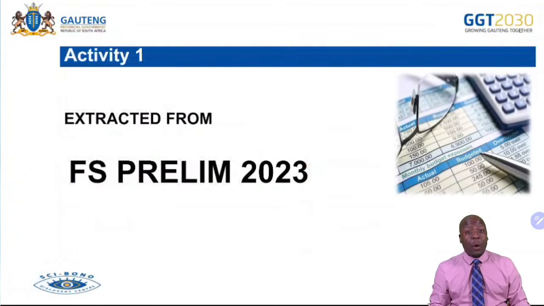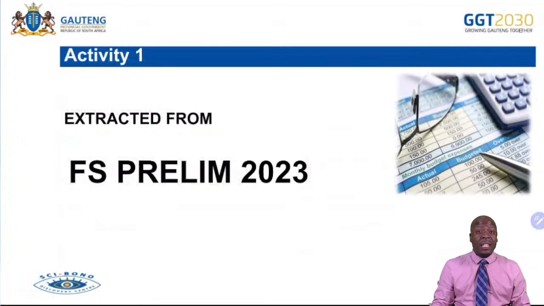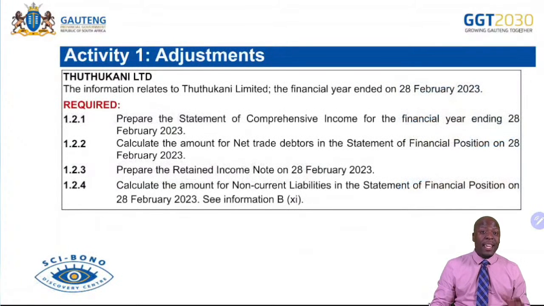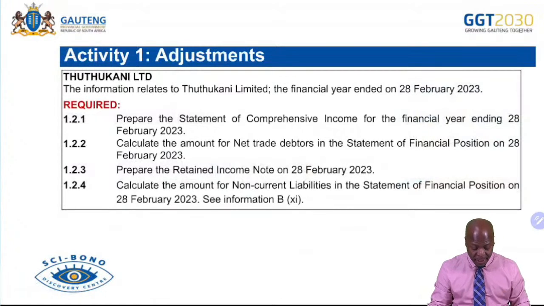To begin with, we're going to be focusing on the Free State Prelim paper for the year 2023. So I know most of you have this paper already. If you have it in front of you, it's going to assist as we do some calculations. So make sure you have the Free State paper for the year 2023. And we're going to be looking at their question 1, which was on the statement of comprehensive income. Let's read it. It reads, the information relates to Tukani Limited. The financial year ended on the 28th of February 2023.